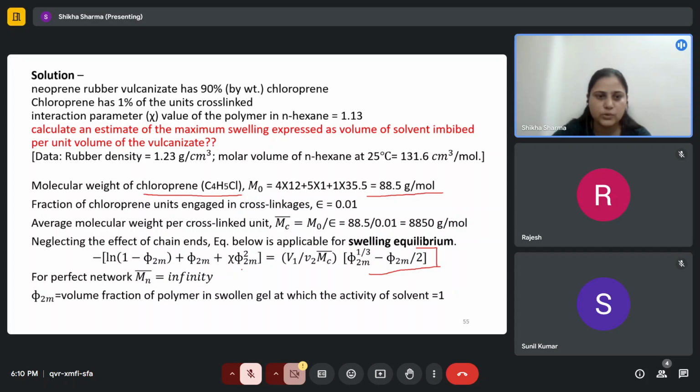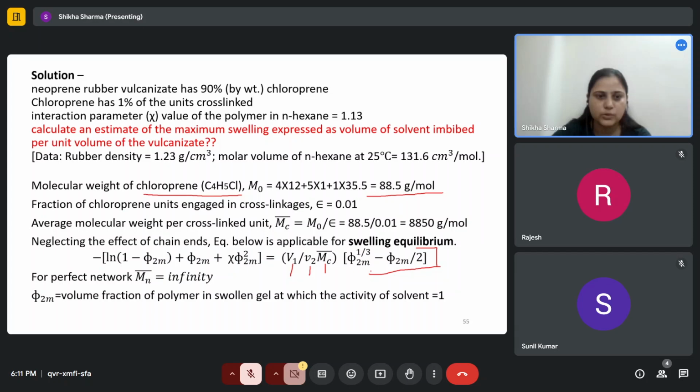At that time, the volume fraction of the polymer in the swollen state is phi 2m, expressed as: minus the quantity ln 1 minus phi 2m plus phi 2m plus chi phi 2m squared, equals V1, the molar volume of the solvent, divided by V2, the polymer volume, multiplied by the average molecular weight per cross-linked unit, Mc bar, multiplied by phi 2m to the power 1 by 3 minus phi 2m by 2. It is from the Flory-Rehner equation, the same, right?